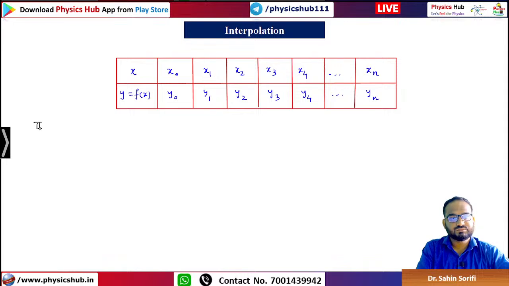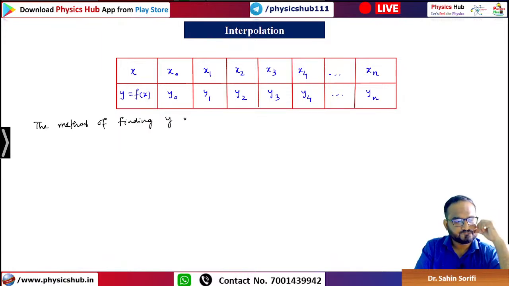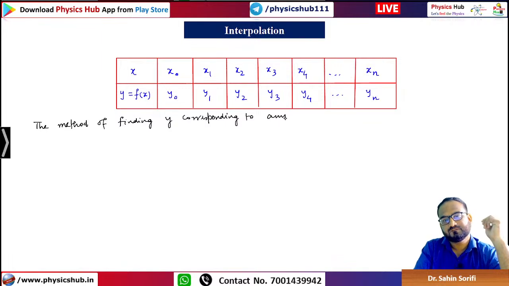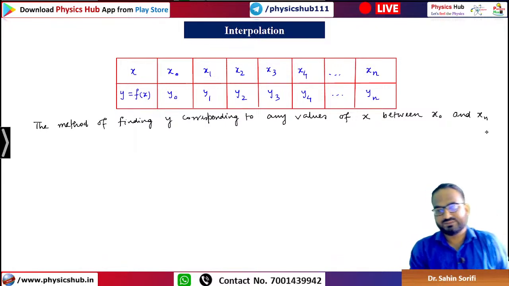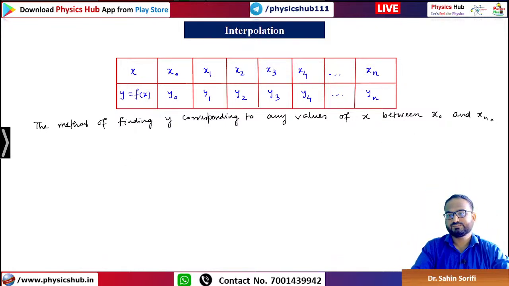So the method, just write the definition of interpolation. Method of finding y corresponding to any value of x between x0 and xn. x0 is the first value, xn is the last value. This is known as interpolation.